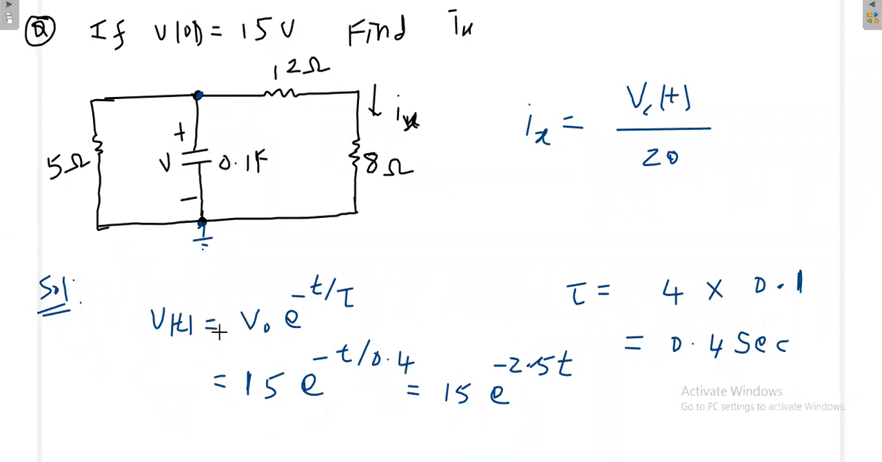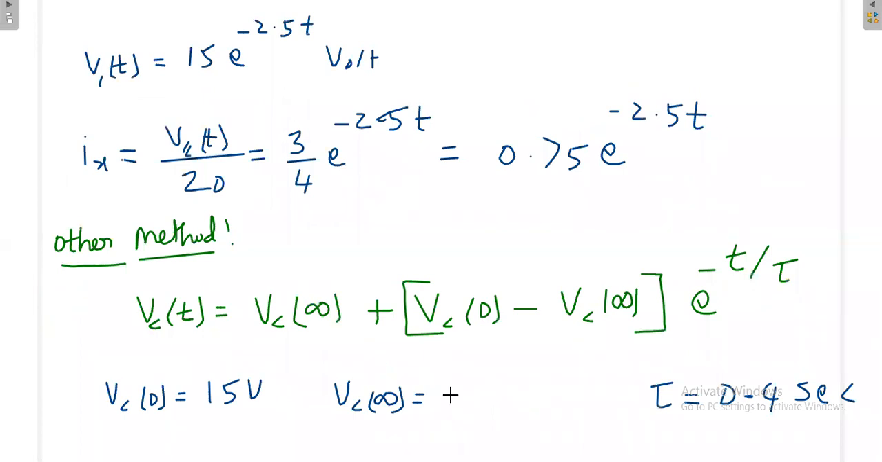The initial voltage across the capacitor is 15. There are no other independent sources, and the capacitor is connected with this resistance. Then what would be the value at t equal to infinite? 0, sir. Okay, because source free circuit means at steady state, when the time is infinite, everything will become 0. Then you simply substitute this value.